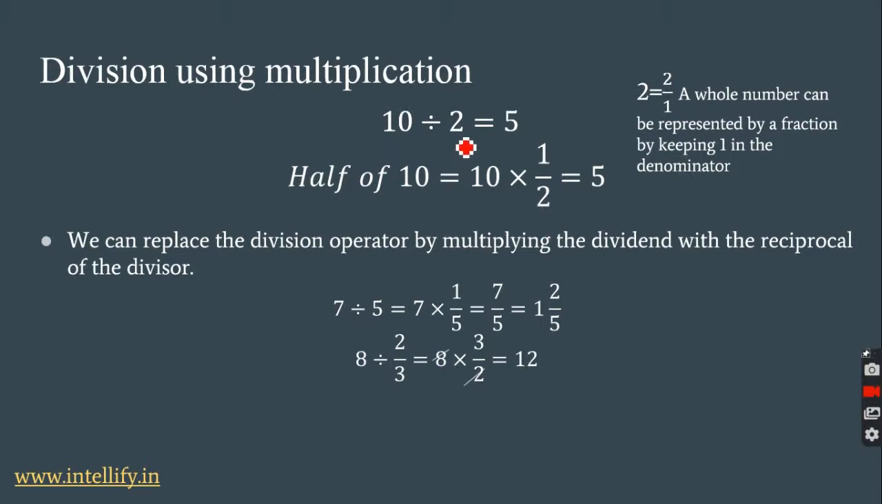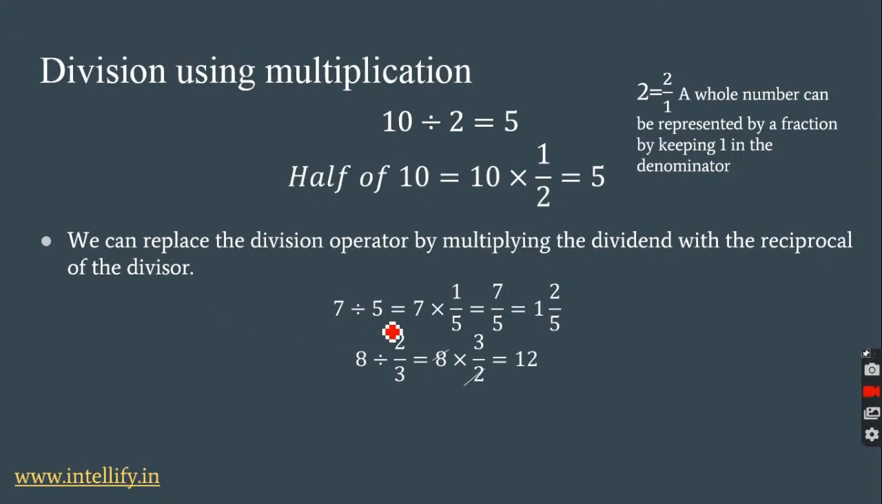So the reciprocal of 2, which is actually 2 by 1, as every whole number is basically a fraction with 1 in its denominator. So 2 is 2 by 1. We can write 2 as 2 by 1. So the reciprocal of 2 by 1 is 1 by 2. So we can write 10 divided by 2 as 10 into the reciprocal of 2, that is half. So 10 divided by 2 is 10 into half. Like we have seen here, both of them give 5 as the result.